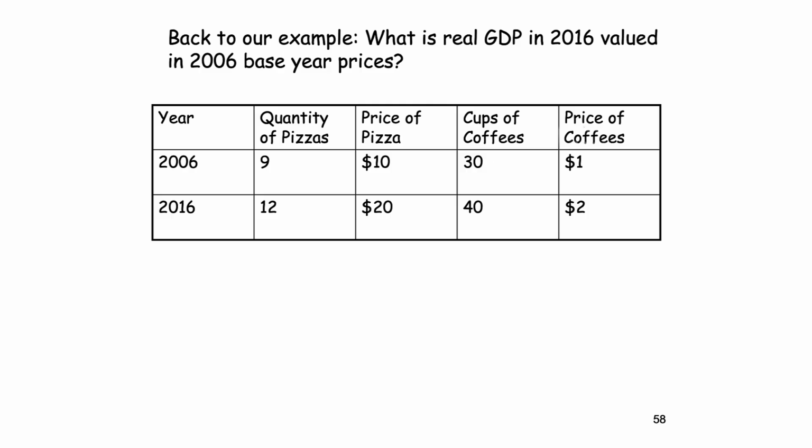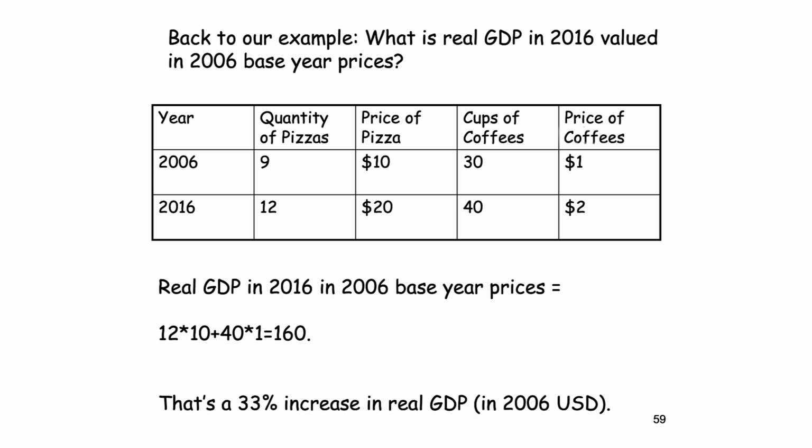Let's go back to our example and compute real GDP in 2016 using the year 2006 as our base year. What does that mean? It means we're going to use the prices of the year 2006 to look at the value of production in 2016. Those 12 pizzas we produced in 2016, instead of using the current price of $20 per pizza, we're going to use the 2006 price, which was $10 per pizza. So the value of those 12 pizzas will be $120 using 2006 prices.